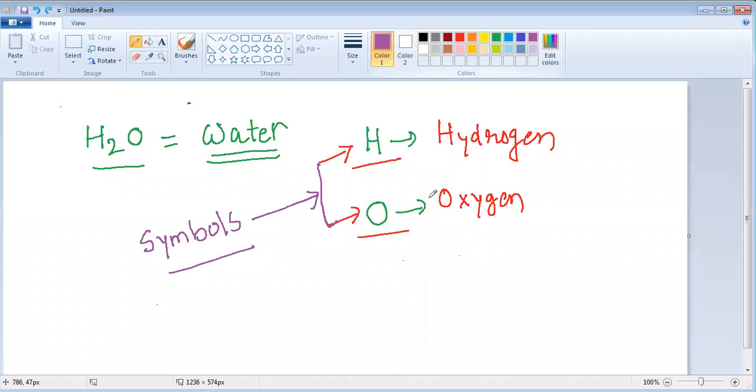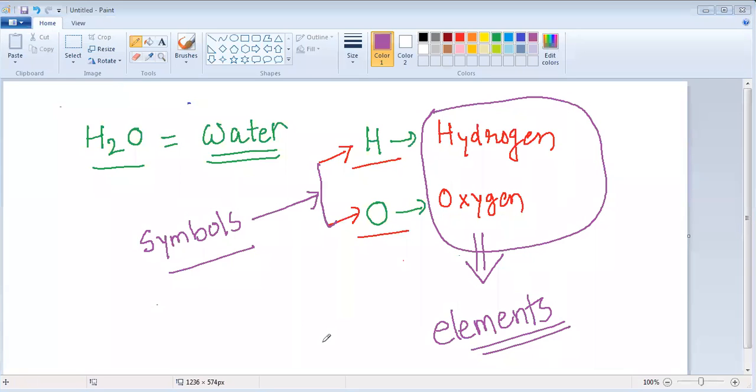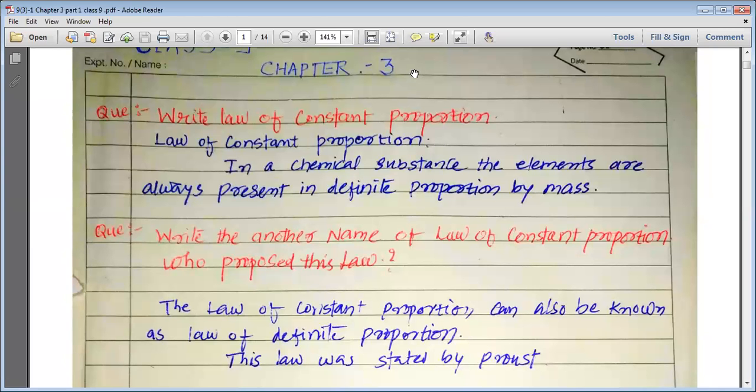So my dear students, if you look at this hydrogen and oxygen, they are known as the elements. So dear students, these hydrogen and oxygen are known as the elements. चलिए बच्चों, अब now we are going to study about the various laws. So you can see here I have written a question for you. Write the law of constant proportion.